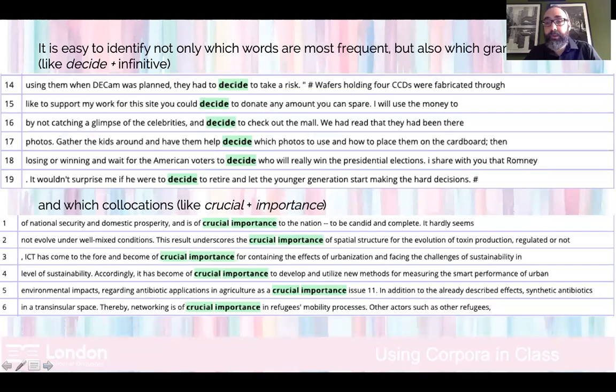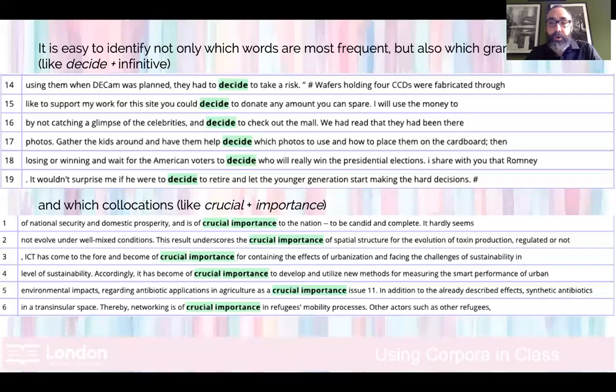So just to summarize this bit a little bit, it is easy to identify not only which words are most frequent, but also which grammar patterns, like decide plus infinitive. If we see these examples, we immediately see that decide is used with to, and not ing, for example. It's not decide going somewhere, okay, or decide taking a course, but decide, for example, to take a risk or to donate, to check, etc. Okay, and which collocations we use.